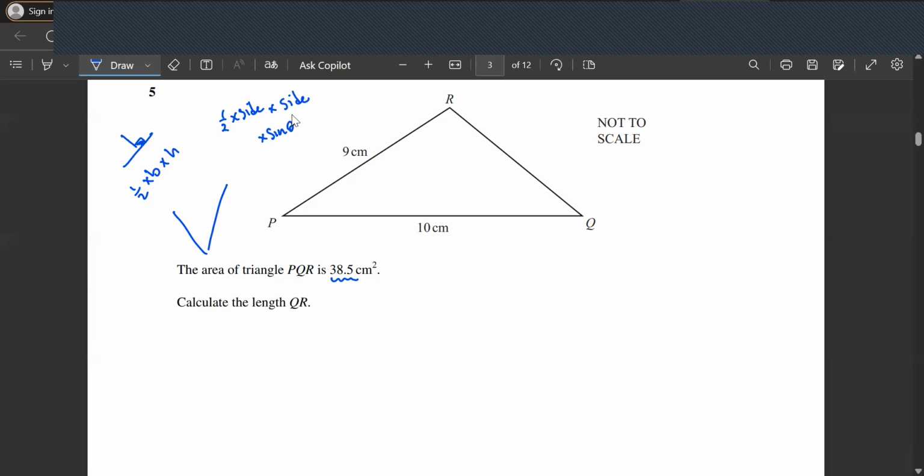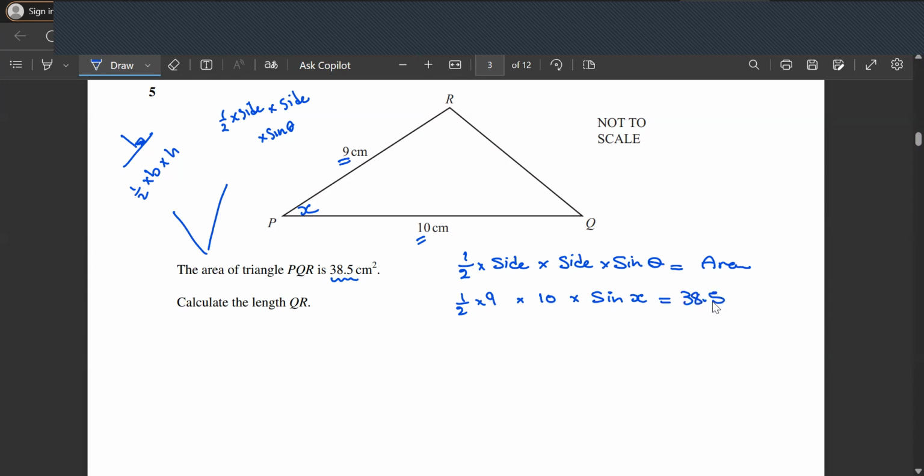So I am going to use the other rule, which is half multiply by side, multiply by side, multiply by sine the angle between them, equal the area. Let's substitute. Which two sides am I going to use? I have only these two sides. That means I can get this angle, which I will call x. So half multiply by 9, multiply by 10, multiply by sine x equal the area, which is 38.5. Okay, now I'm going to calculate it.